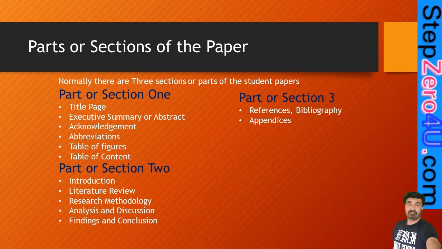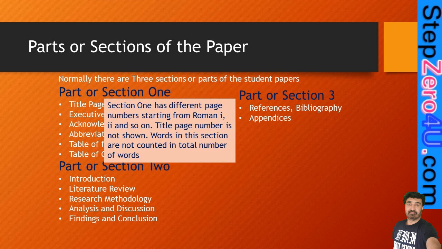In part 3 of our report, we include references, bibliography and appendices. Part 1 has different page numbers, usually Roman style numbers. Page numbers start from the second page, and the title page has no page number. The second part uses decimal numbers as page numbers.